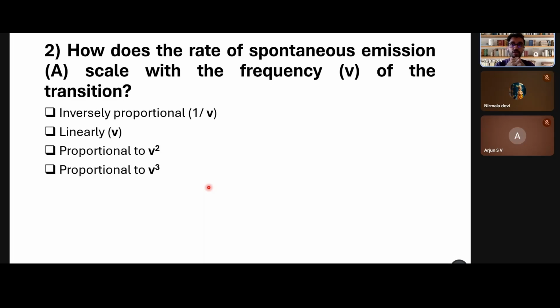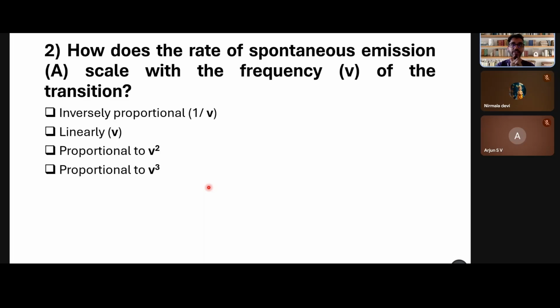This is a key question which arises out of Einstein's phenomenological approach to light, where your AKG depends on a lot of factors, and the expression is almost given by 8 pi h by c cube. There is one more parameter missing, which is your frequency parameter, and you just have to find out with what power of frequency does the AKG vary.